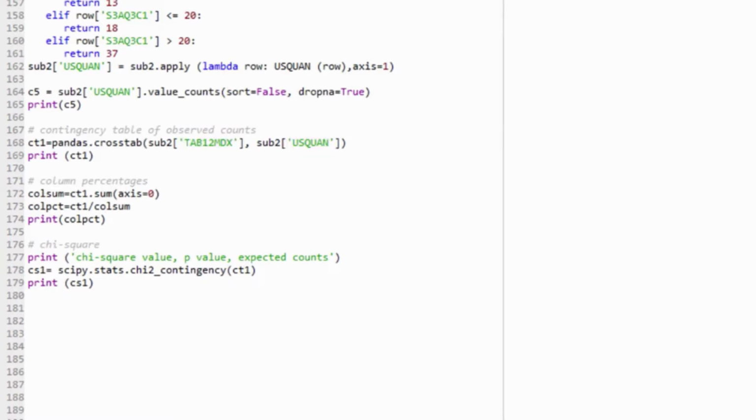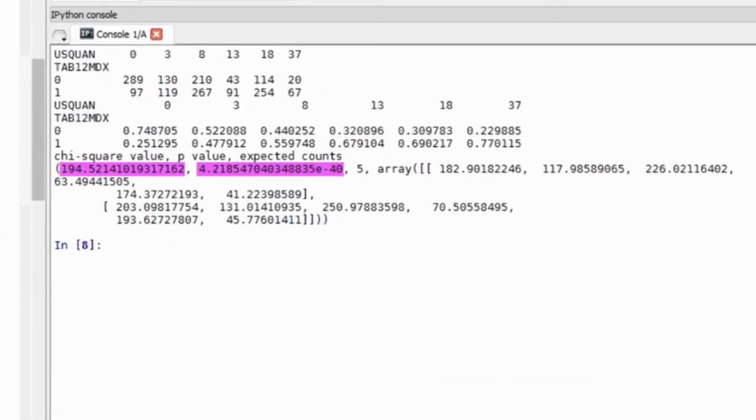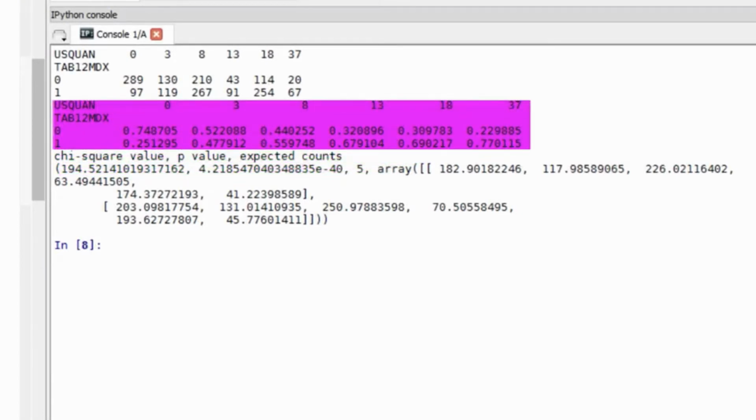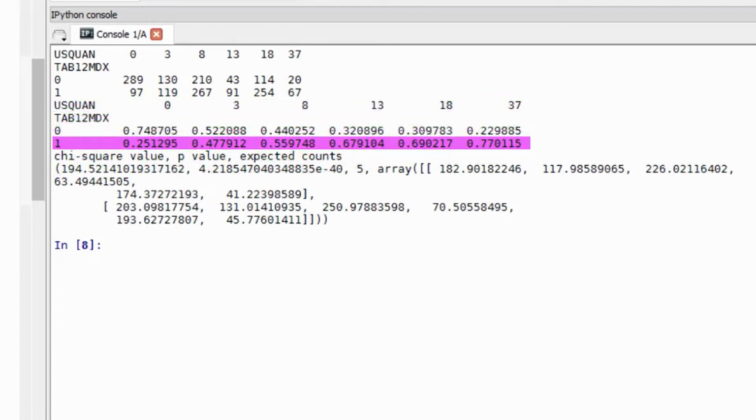As we can see from the large chi-square value and significant p-value, smoking quantity and nicotine dependence are significantly associated. In examining the column percents here of each smoking group with nicotine dependence, we see generally higher rates of nicotine dependence among groups that smoke more. So among non-daily smokers, only 25% are nicotine dependent. Among those smoking 1 to 5 cigarettes per day, indicated by a code of 3, about 48% meet criteria for nicotine dependence. These numbers increase with higher levels of smoking.